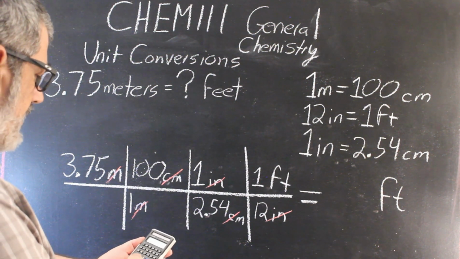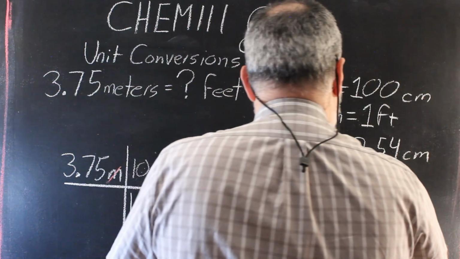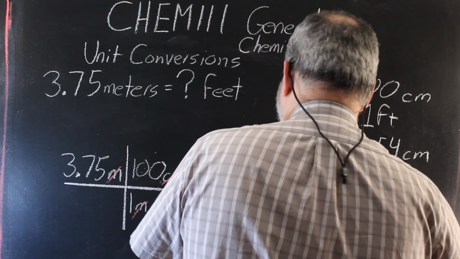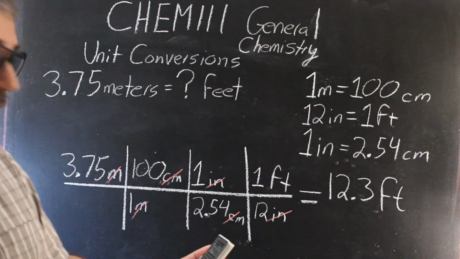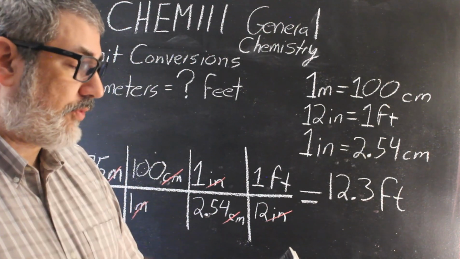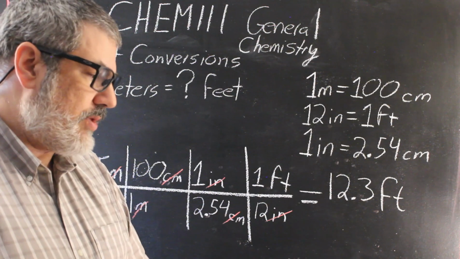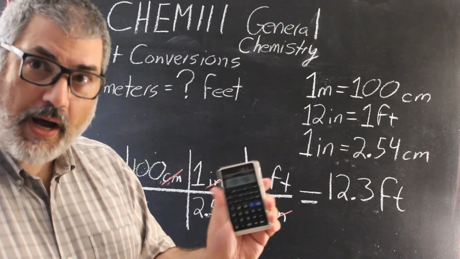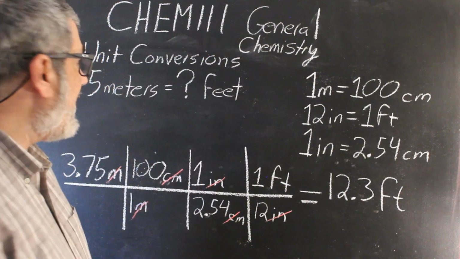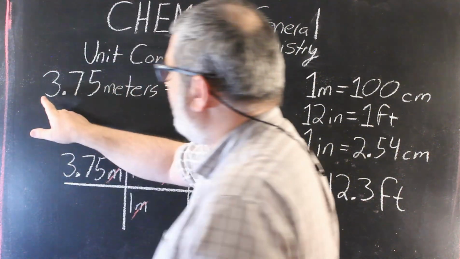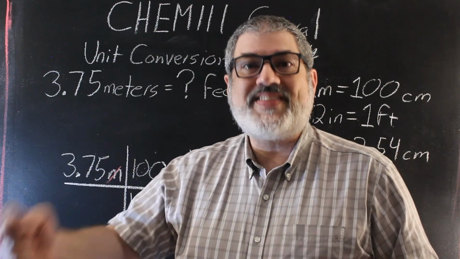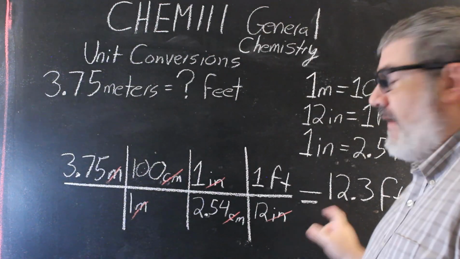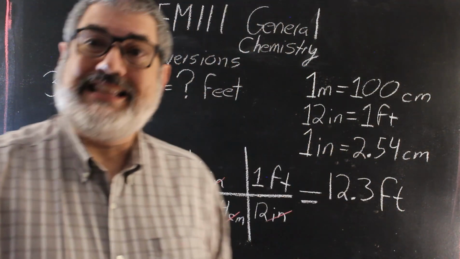Another thing to think about is the physicality of it. 1 meter is about 3 feet. It's not exact, but it's close to it. So we get 12.3 feet. That physically makes sense based on the type of problem that we're doing. If I wrote down that I had 1.2 feet or 123 feet, well, that's off by a factor of 10, right? So that would say, wait a minute, I made a mistake in one of my unit conversions, probably the meter to centimeter, if it's a factor of 10.